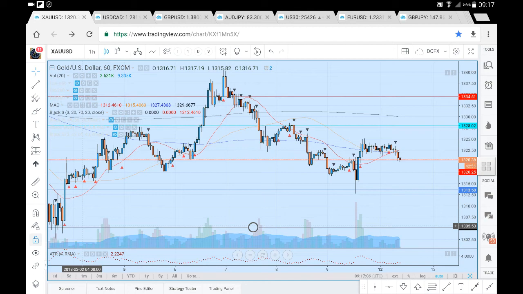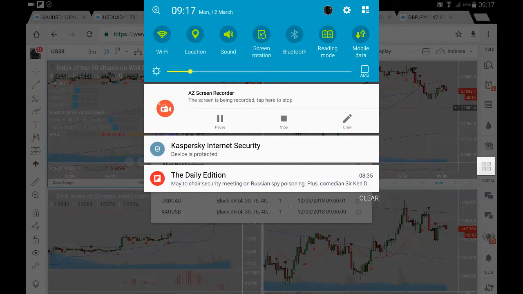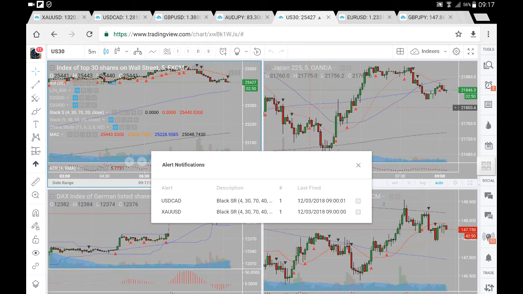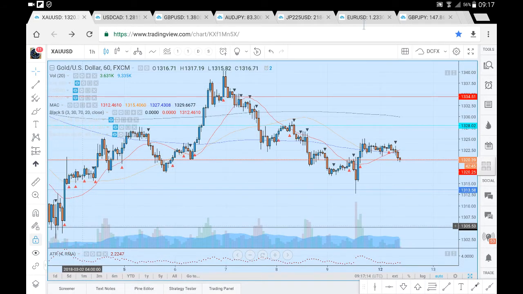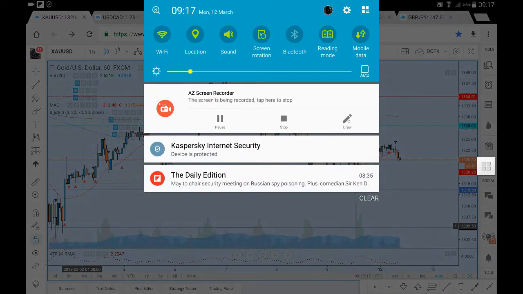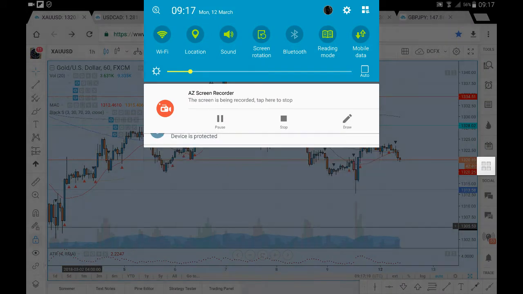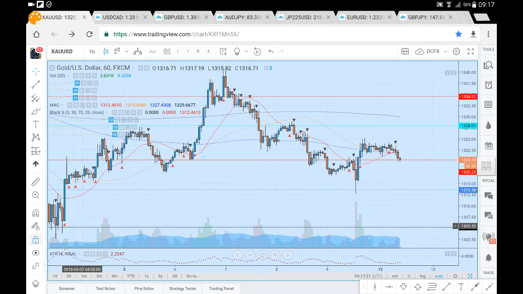So this is the XAU USD analysis for Monday the 12th of March. Now let's have a look at what happened to prices and where prices may likely go.